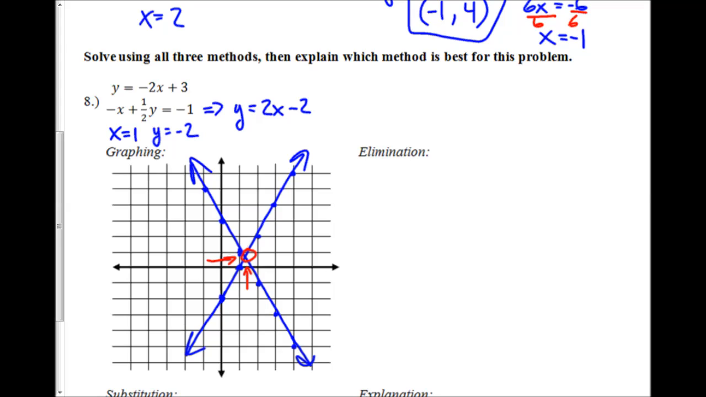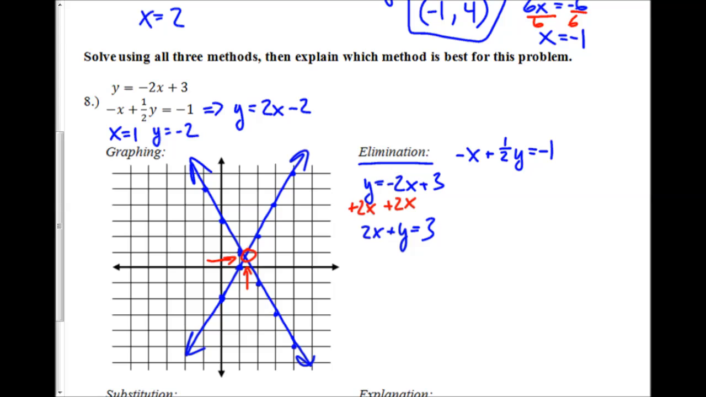If I do elimination next, just because it's written here, what I want to do is I want to line everything up completely. Okay, so that first equation, I had y equals -2x plus 3. I would probably add the 2x to each side. Okay, and that would give me 2x plus y equals 3. Now that one's kind of in my standard form. The next one, this guy right here, -x plus 1/2 y equals -1. That's pretty much in my standard form, but don't deal with fractions when you're doing this. Multiply each side by 2. Make things much easier on yourself. That's going to give me -2x plus y equals -2.